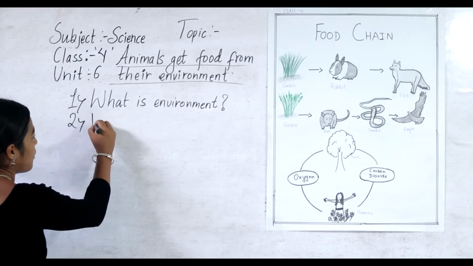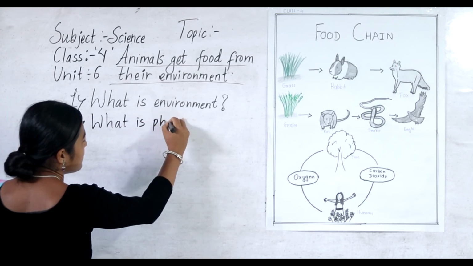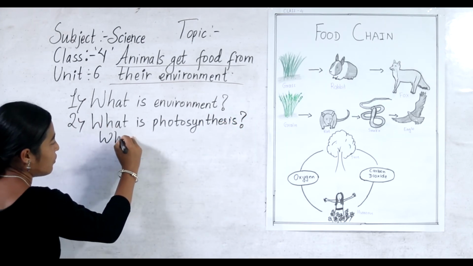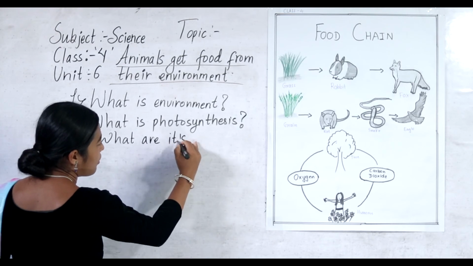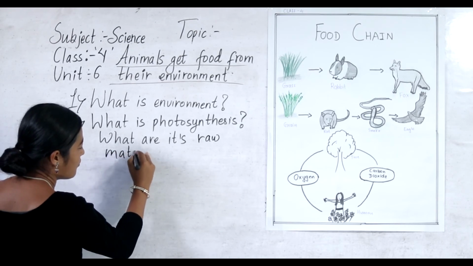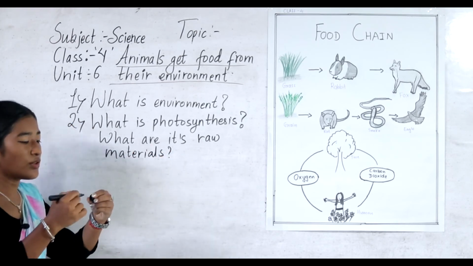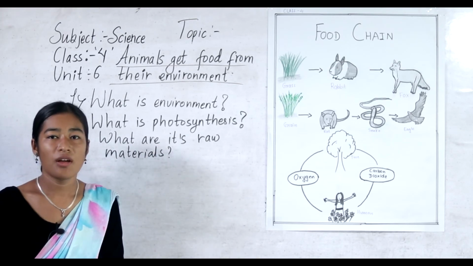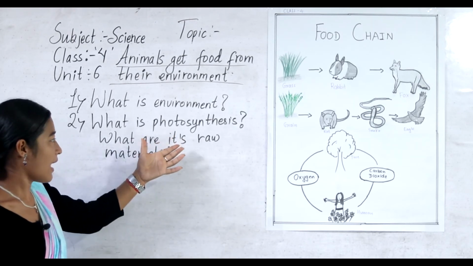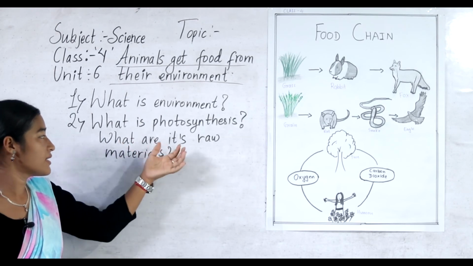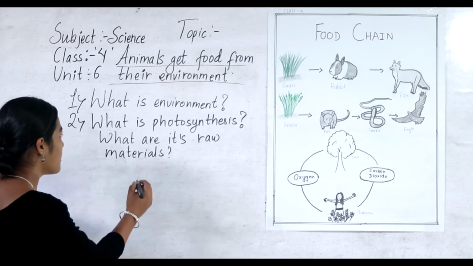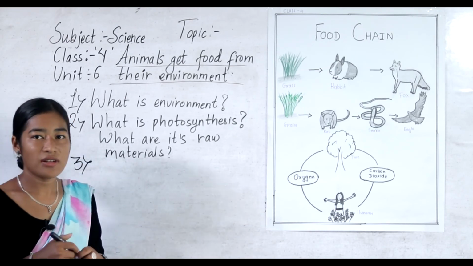Then the second question is, what is photosynthesis? What are its raw materials? So what is photosynthesis? This is the process of making food by green plants by using water, sunlight and carbon dioxide gas. That is called photosynthesis. And what are its raw materials? There are 3 raw materials: water, carbon dioxide and sunlight. So these are the raw materials of photosynthesis.